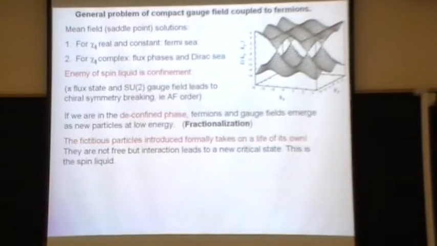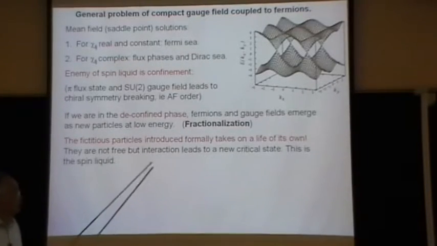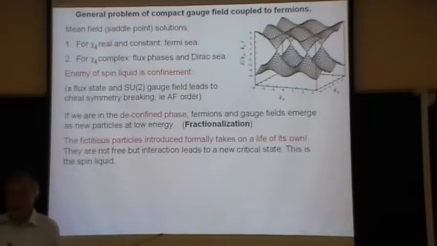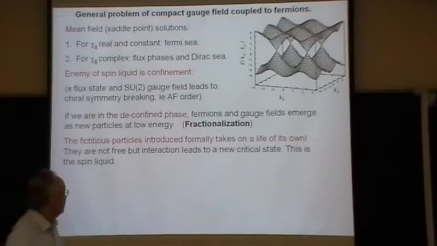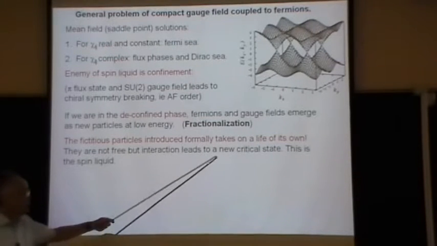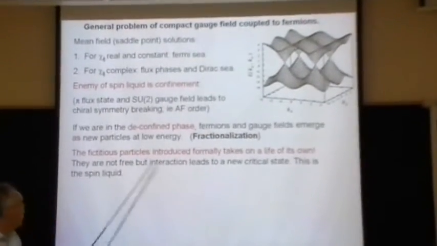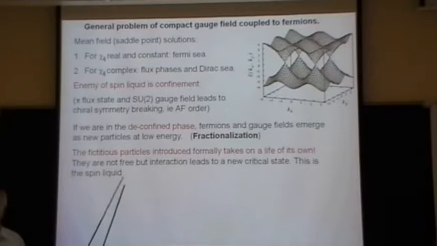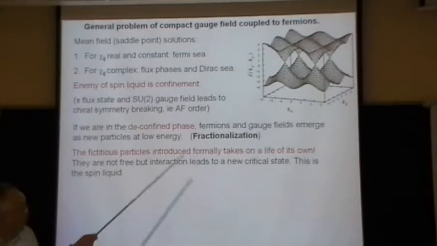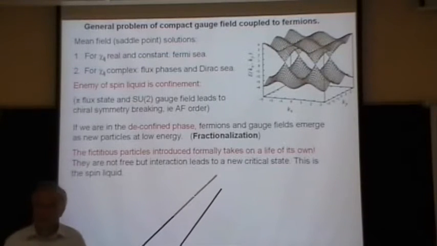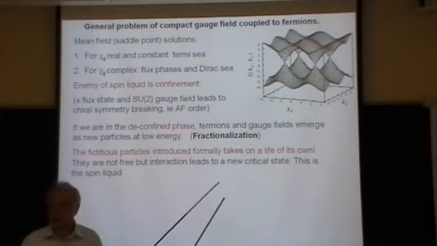Now, they are not free. They are interacting by something of order 1. But their interaction does not lead to confinement; they are not confined. In fact, their interaction can lead to a new kind of critical state, which is not free at all. So from this point of view, this is the route to getting a spin liquid. It's based a lot on some pious hope, that this deconfined phase can emerge.